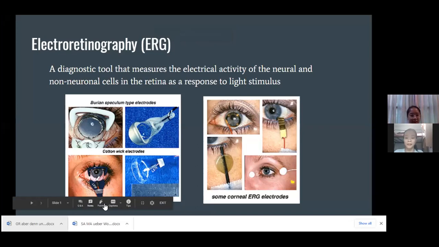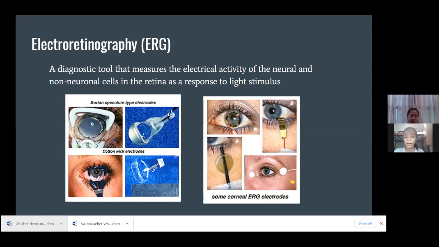So I will start the presentation. Good morning, everyone. Good morning, sir. Today, Tanita and I will be presenting about electroretinography or ERG. ERG is a diagnostic tool that measures the electrical activity of the neural and non-neuronal cells in the retina as a response to the light stimulus given.